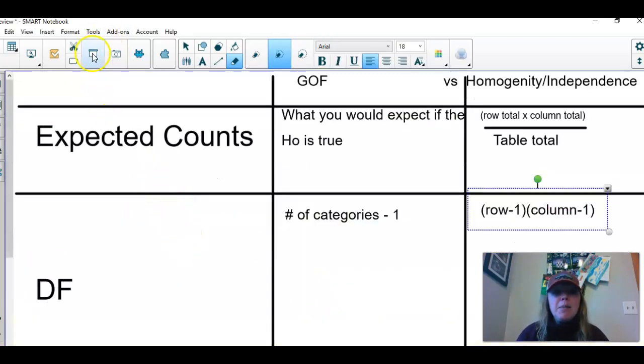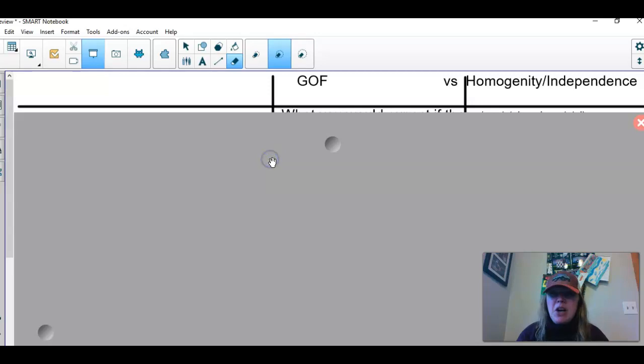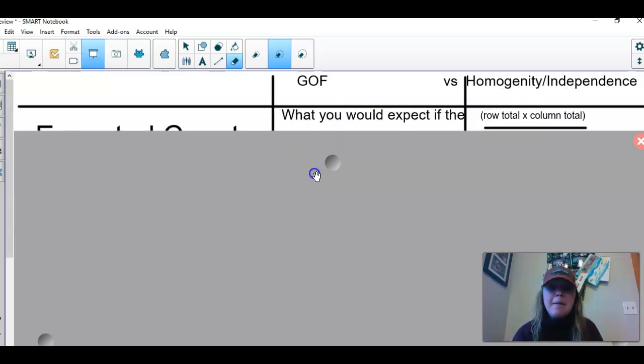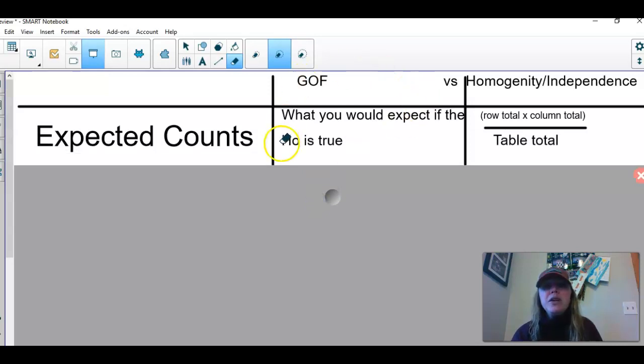Next, what I'd like to talk about is just some different things that you need to remember and have memorized. So we have goodness of fit, okay? And the homogeneity versus independence. Now, homogeneity and independence, the test is run the same. The method is all the same. The only thing that's different is the context. When you're doing expected counts for goodness of fit, you do what you would expect if the null is true.